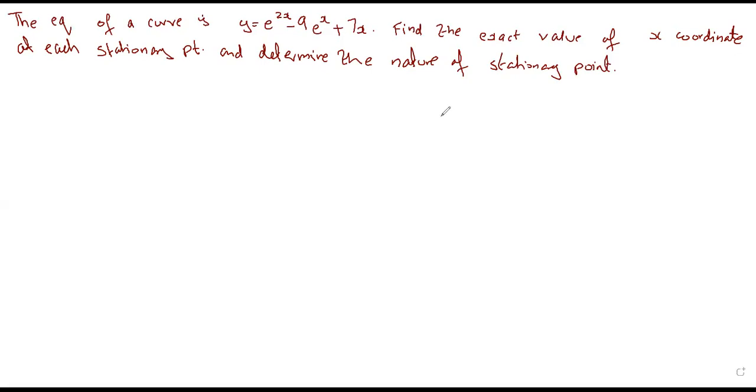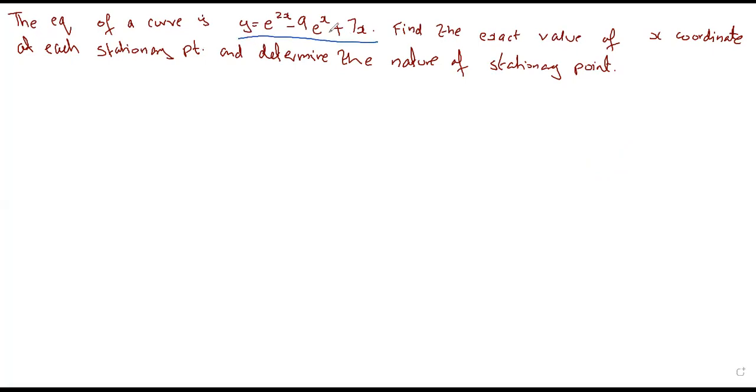Yes, a stationary point is where dy by dx is 0. Very good. And when is dy by dx 0? When the curve is at a maximum or minimum point. Excellent. So if this is a curve, let's say this is a stationary point and this is a stationary point. This is a stationary point. This is a maximum point, this is a minimum point. Okay, so what the question says, the equation of a curve is this.